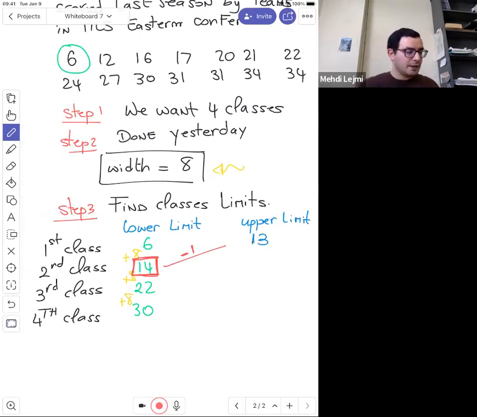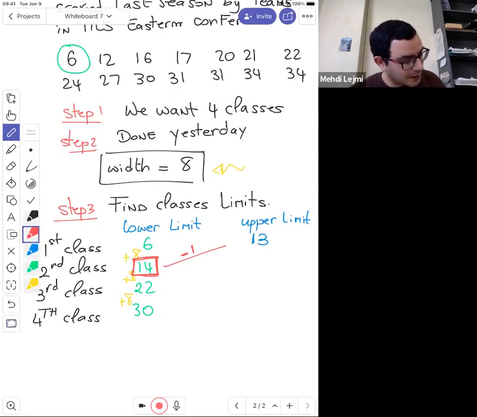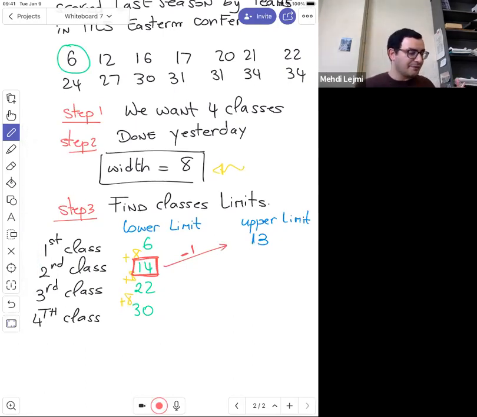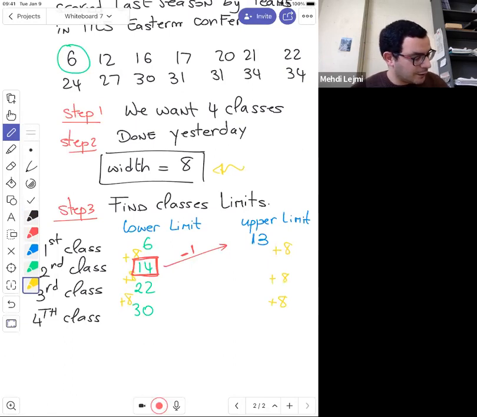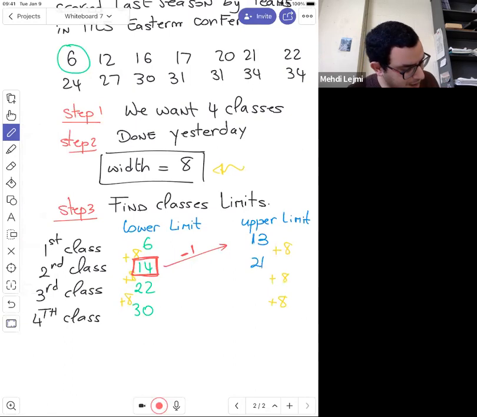Now, for the upper limit of the next class, all you have to do is add the 8. So here's my plus 8, my plus 8, and then my plus 8. So 13 plus 8 is 21. 21 plus 8 is 29. And then 29 plus 8 is 37.